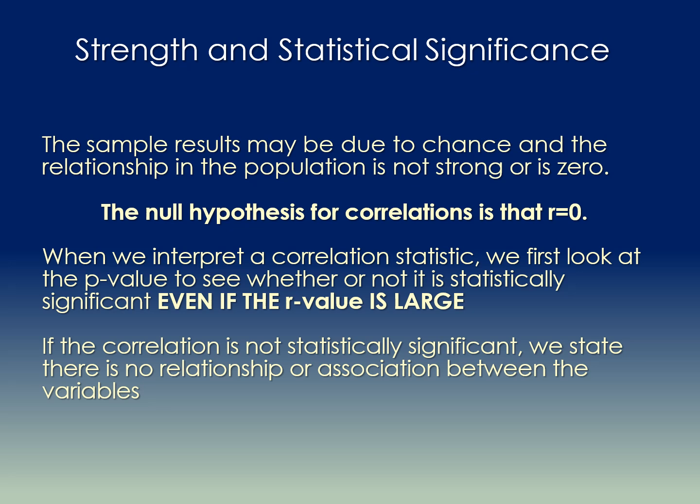Just like with t-tests and analysis of variance, we still run null hypotheses with correlations. And so the null hypothesis for correlations is that R is going to be equal to 0, right? That is to say there's no relationship. We think there's going to be a relationship. That's our research hypothesis. And when we say there's no relationship, we know that the R value is going to be equal to 0. Those variables are not dancing with each other whatsoever.